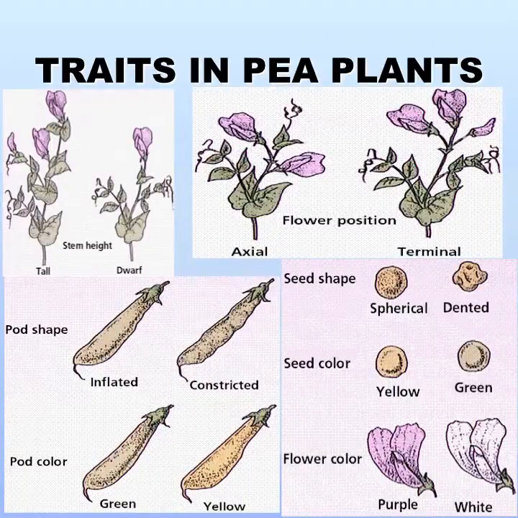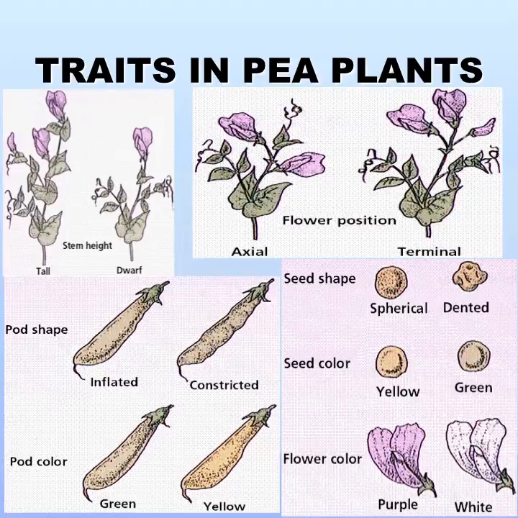Couple of traits that he had here just to show you: tall versus dwarf, big T, little t. That's the most classic one that we see. Big T, little t is used a lot. Flower color of purple and white. A seed shape of spherical or dented, where the seeds are nice and round or they're kind of shriveled up and dented. Seed colors used a lot too.